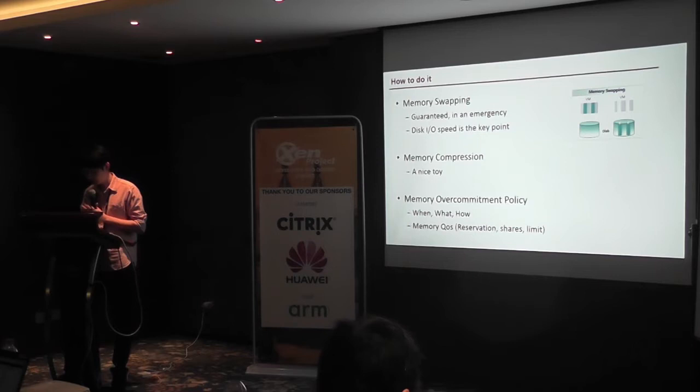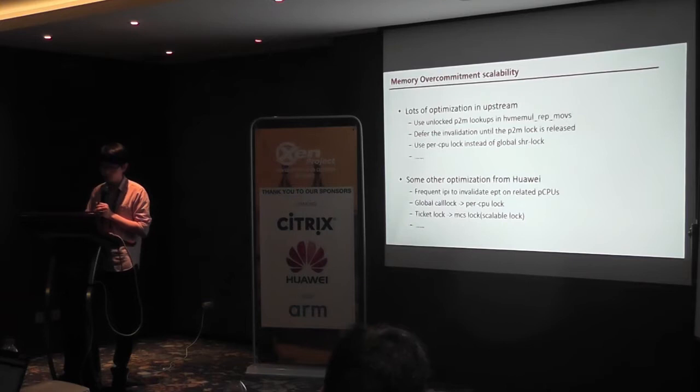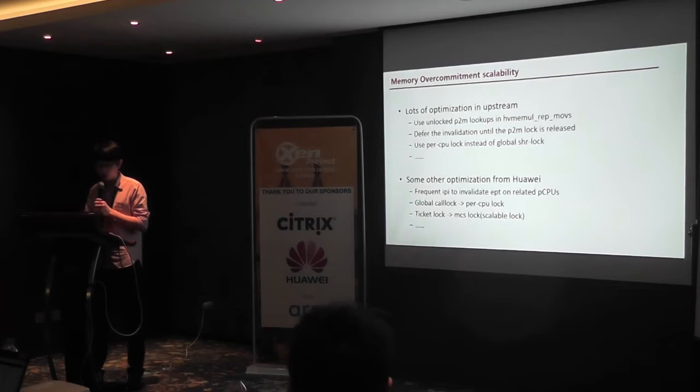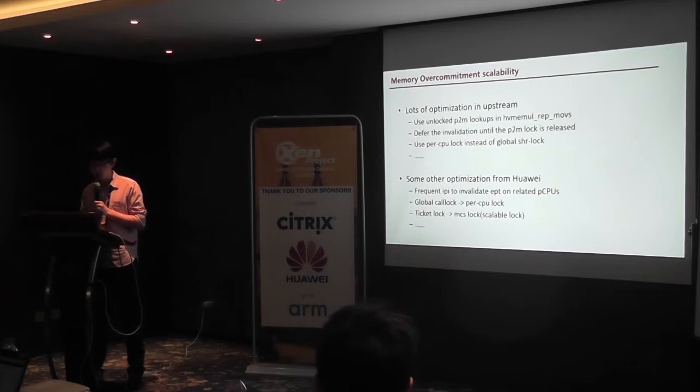Okay, another important thing is scalability. We found that the performance is very poor when the system becomes larger, maybe 64 vCPUs. A lot of people worked on improving the scalability, and we can find lots of optimizations upstream, such as deferring work to reduce the lock time, using per-CPU locks instead of global locks, and maybe using read-write locks instead of mutexes.